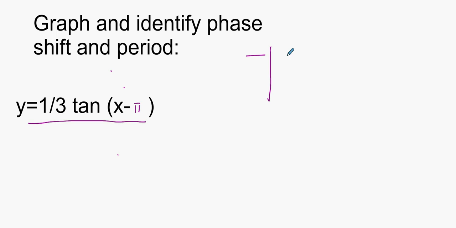All right, so if you take a regular tangent function, if we just think about this, it always starts at negative pi over 2, goes to 0, and then pi over 2. So we're just going to do one period here.